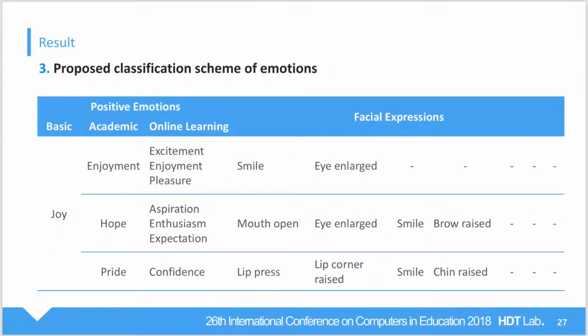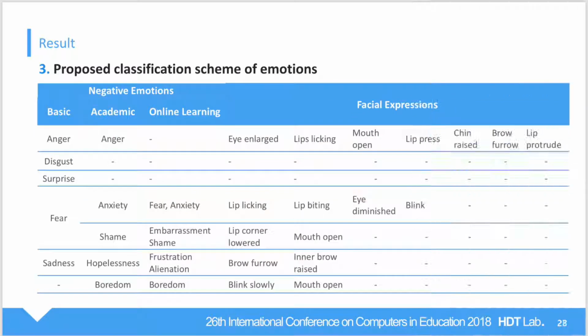Drawn from the result of this study, we'd like to present the classification scheme of academic emotions and corresponding facial expressions. The proposed classification scheme can be used to measure and analyze online learners' various emotions with the indicators of the facial expressions.